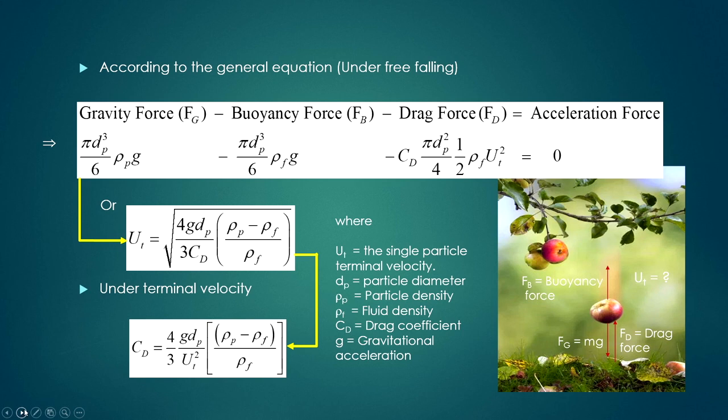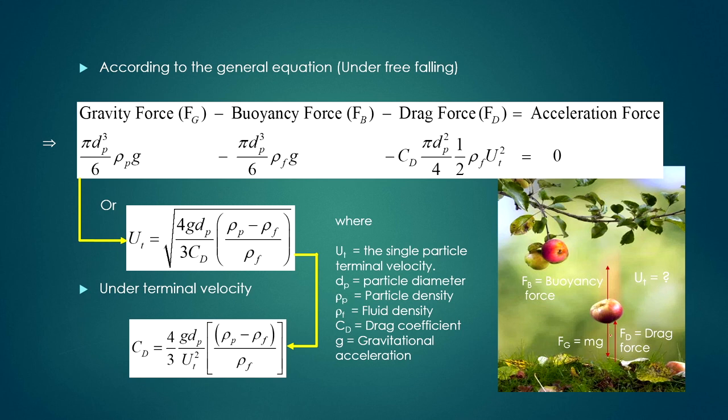So, this is the concept of terminal velocity. Now, let us derive what the terminal velocity will be. So, here how can we derive that terminal velocity? Let us consider this part, an apple is falling down from the apple tree.